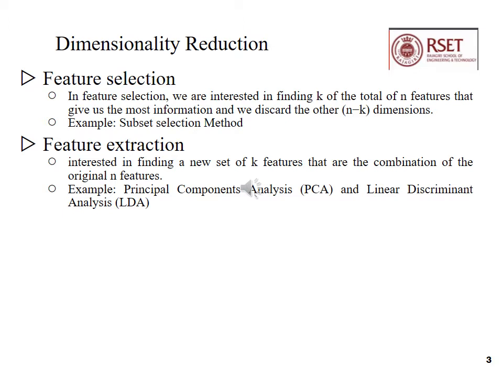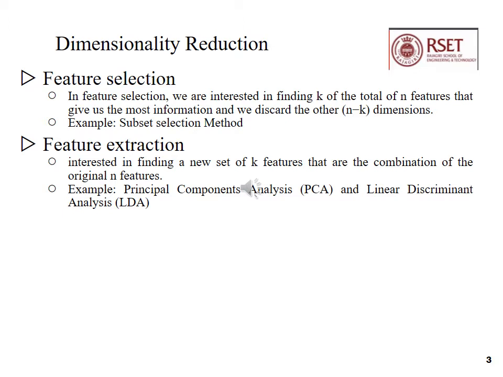Let's see more details about dimensionality reduction. In the previous slide I already explained that dimensionality reduction can be achieved in two ways: feature selection and feature extraction. So let's see what is meant by feature selection. In feature selection, we are interested in finding k features out of a total of n features that give the most information, and we discard the other n minus k dimensions. An example is the subset selection method.